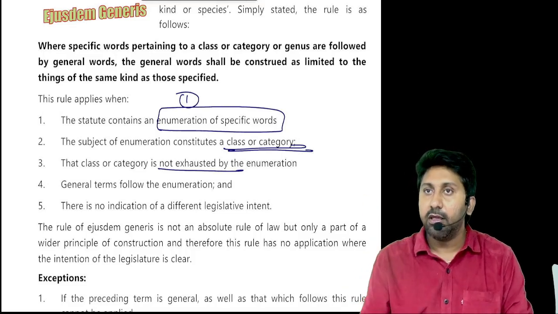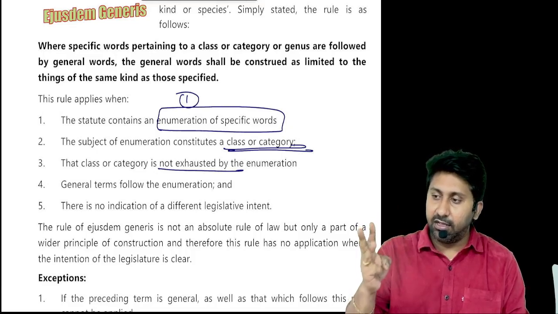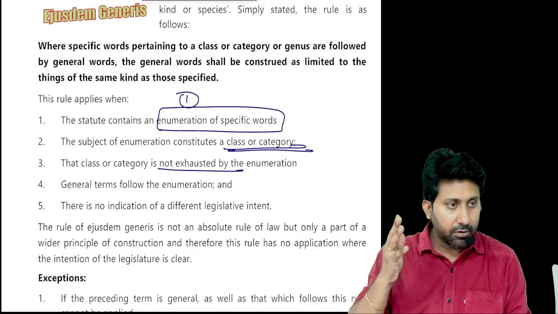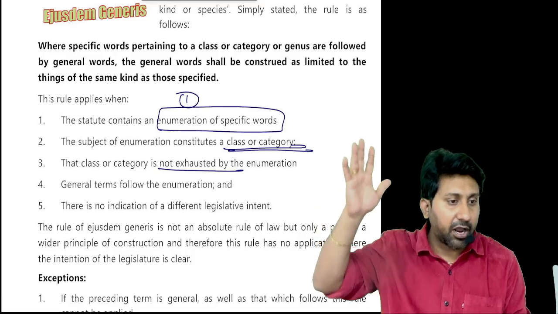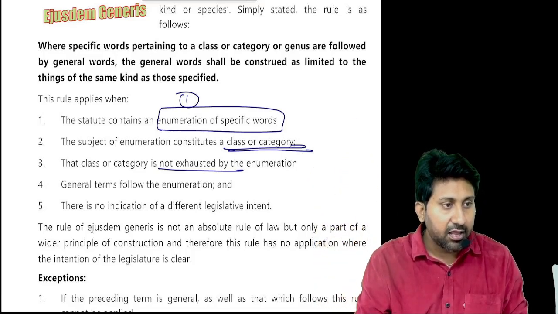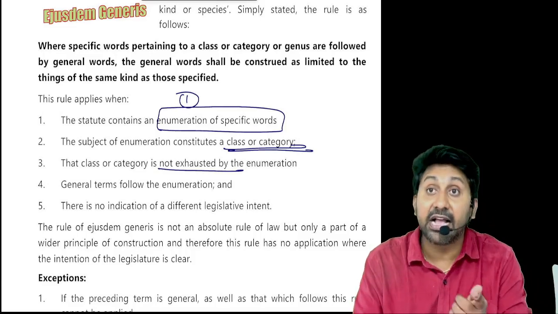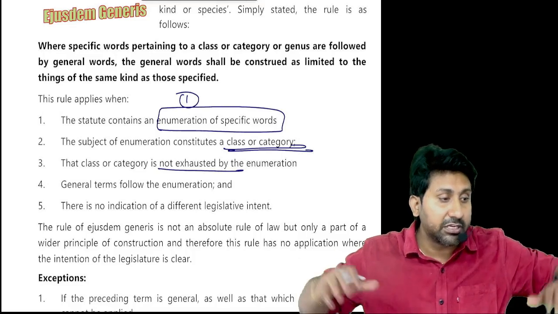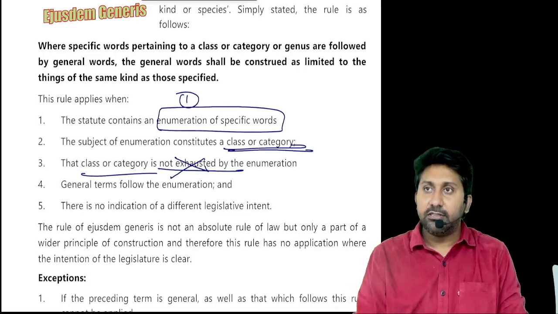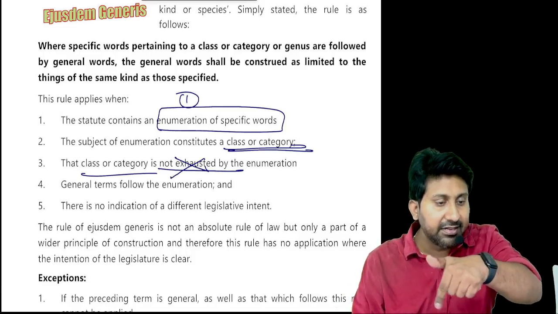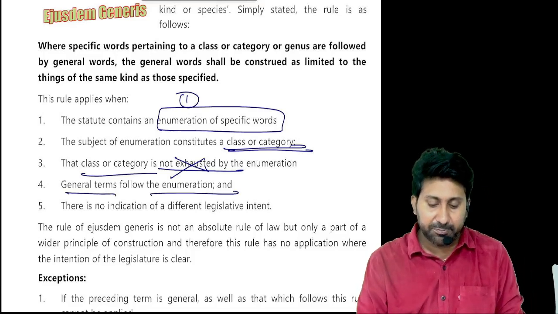Okay? Number 1. I said, he is doing experiments on Mercury, Venus, Earth, Mars, Jupiter, are you understanding? Saturn, Neptune, Uranus, etc. What is that etc.? I explained all the things. That means my specific words have exhausted the entire enumeration. Therefore, the class or category is exhausted. There should be some chance to put the meaning of the word etc. there. Okay. General term should follow the enumeration, specific words.